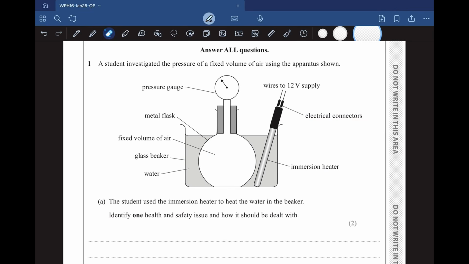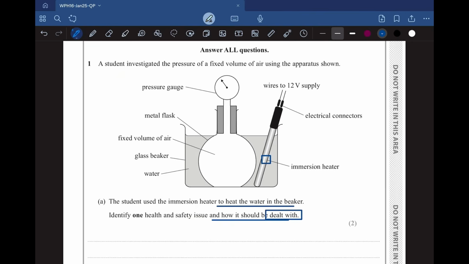Alright, so now moving on to the first question, it says the student used the immersion heater to heat the water in the beaker. Identify one health and safety issue and how it should be dealt with. This is a very common question where it asks about the health and safety issues of this particular immersion heater and how it should be dealt with. So we should also say what they can do in order to deal with it in a much better way.